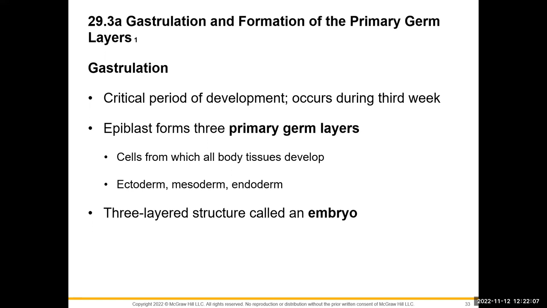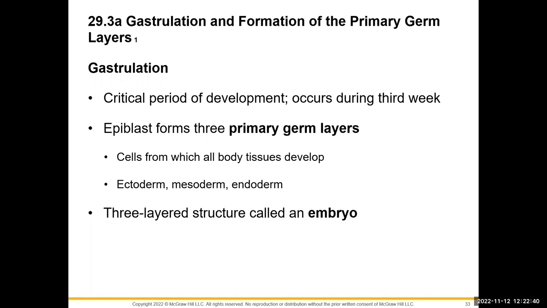This is the second installment in the development chapter. And last video, we were talking about the pre-embryonic period that lasts from weeks 1 to 2. And we were discussing cleavage and implantation. And now we're going to move into our next stage, which is the embryonic period. And this is going to last from weeks 3 to 8.